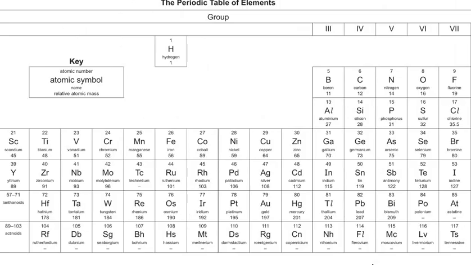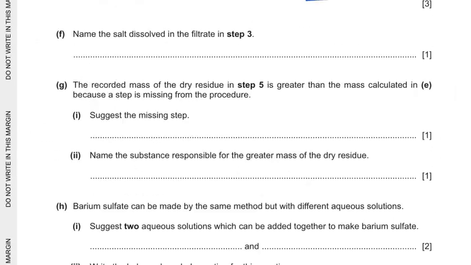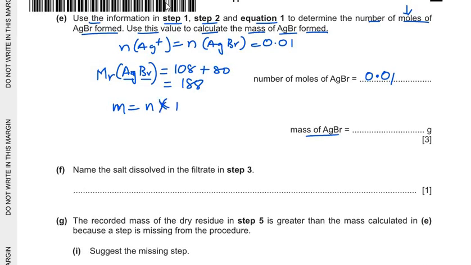I have rotated the periodic table for you, and the mass of silver we can see it is 108, and for bromine it is 80. So if we add both, that is 108 and 80, we get the MR of silver bromide. So it's 108 plus 80, which is equal to 188, and now the mass is equal to moles into MR.